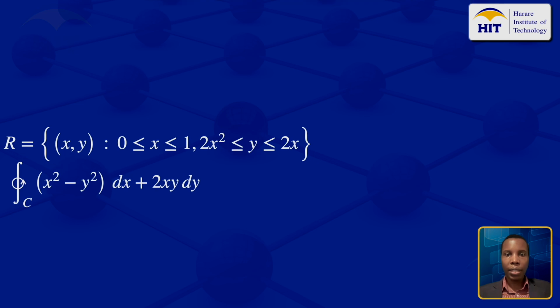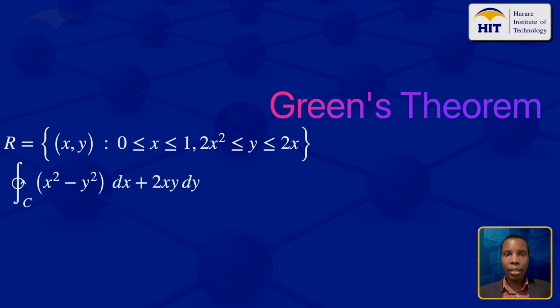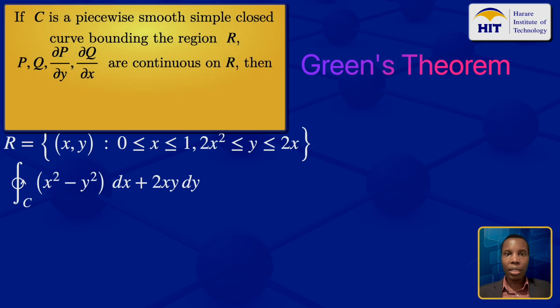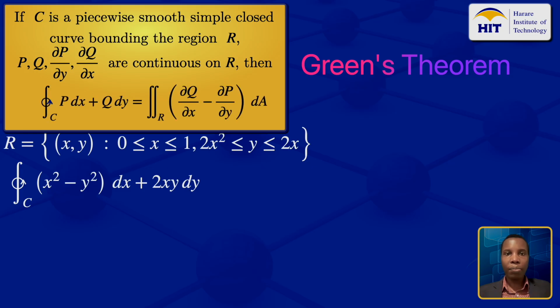To evaluate this integral, I'm going to use Green's theorem. It states that if C is a piecewise smooth, simple closed curve bounding the region R, and P, Q, the partial derivative of P with respect to y, and the partial derivative of Q with respect to x are continuous on R, then the integral of P dx plus Q dy along the closed curve C in the positive direction is equal to the double integral over the region R of the partial derivative of Q with respect to x minus the partial derivative of P with respect to y.